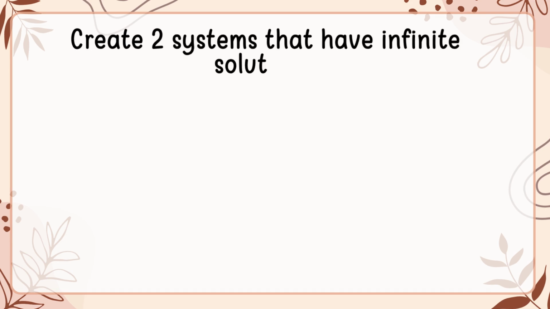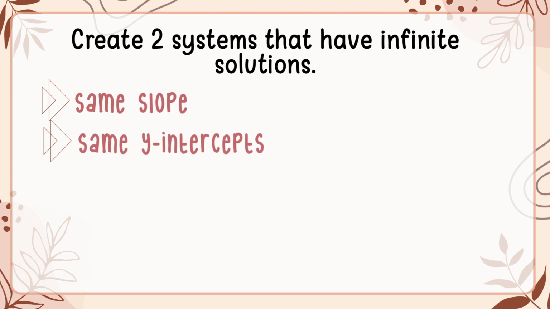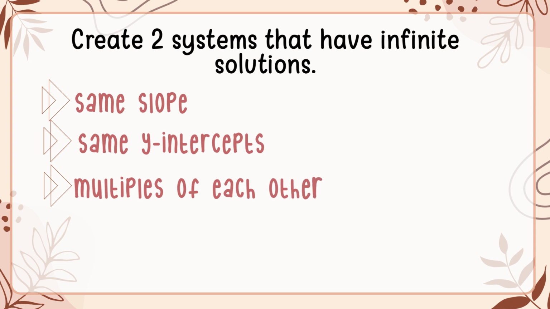Now let's create two systems that have infinite solutions. Infinite solutions have the same slope and the same y-intercept, so this means that they're multiples of each other. If we have an equation like y equals 2x plus 1, we can create another equation that would give us a system of infinite solutions if we multiply it by any number. So let's say we multiply the entire thing by 2, we'll get 2y equals 4x plus 2. When we graph this system, they'll form the same line, meaning they have infinite solutions.